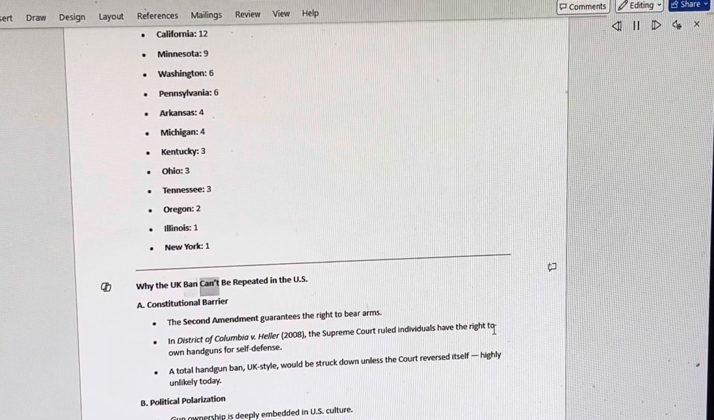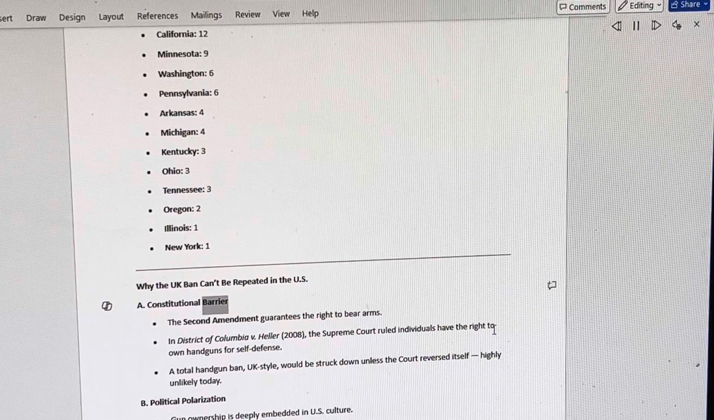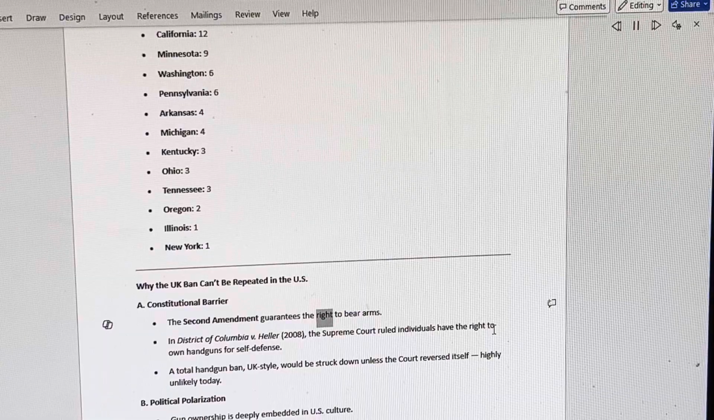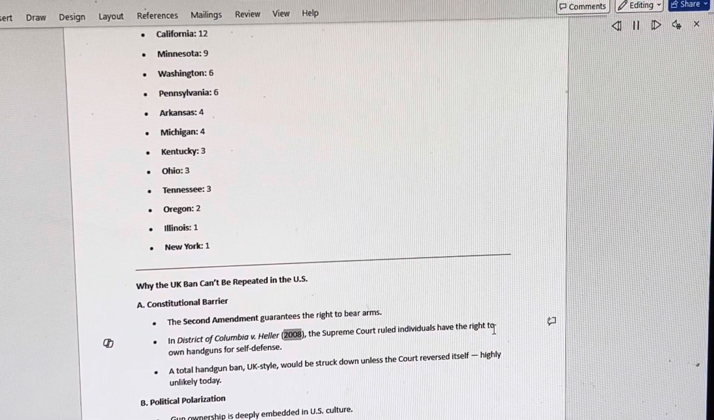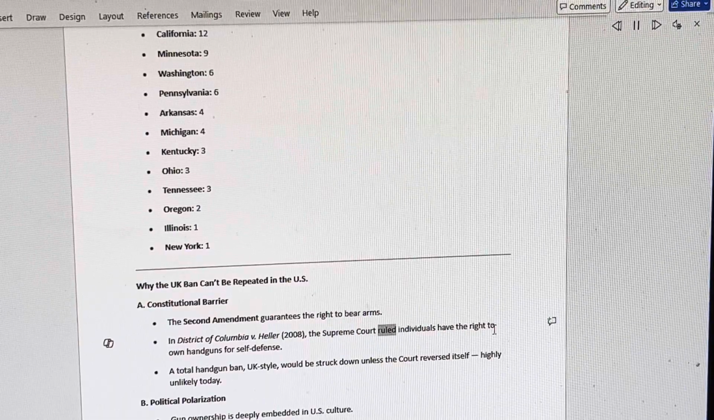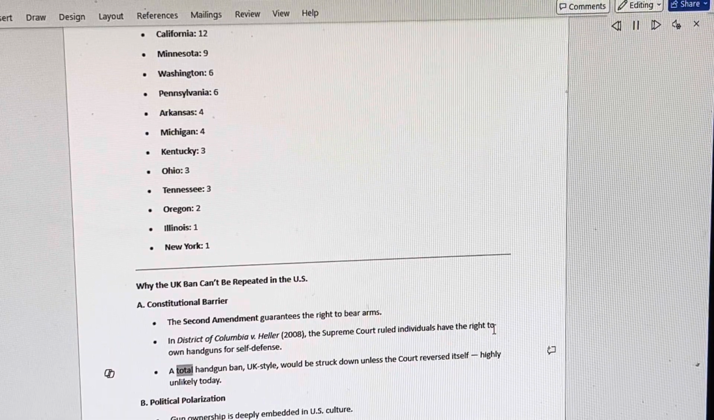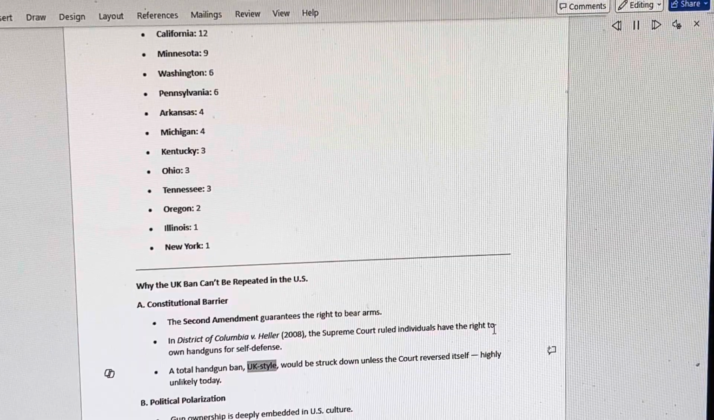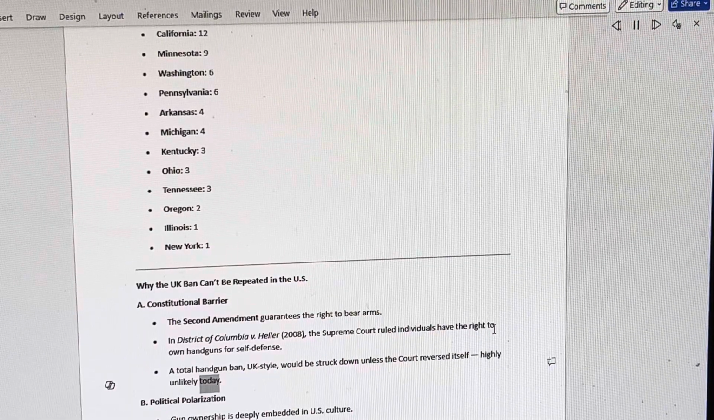Why the UK ban can't be repeated in the US. A. Constitutional barrier. The Second Amendment guarantees the right to bear arms. In District of Columbia versus Heller, 2008, the Supreme Court ruled individuals have the right to own handguns for self-defense. A total handgun ban, UK style, would be struck down unless the court reversed itself, highly unlikely today.